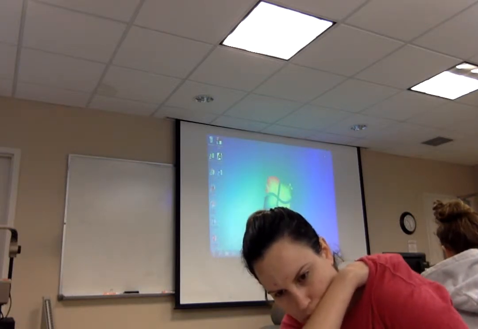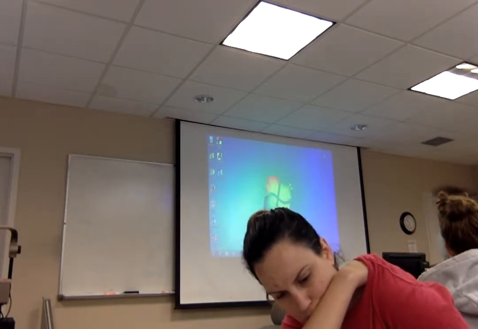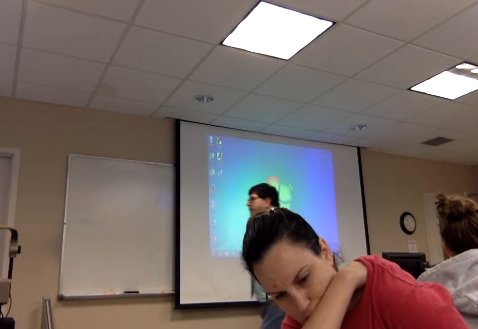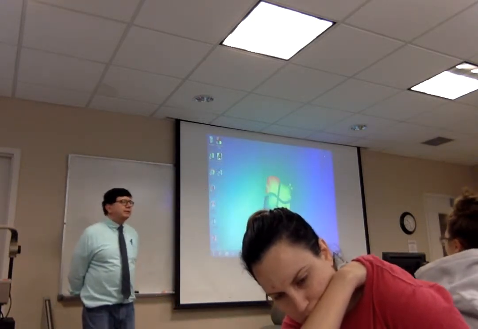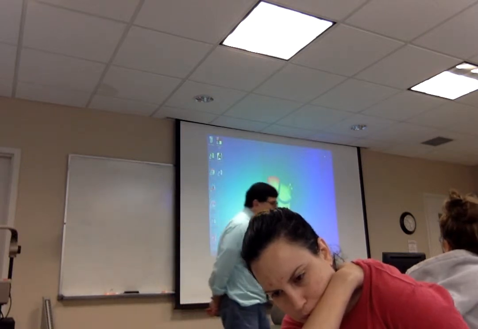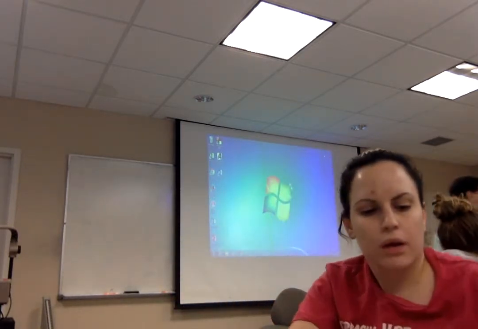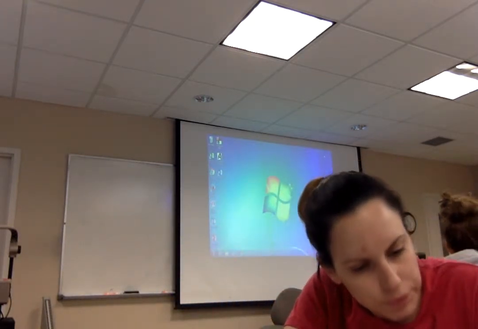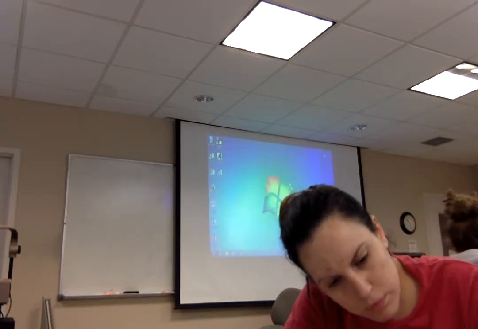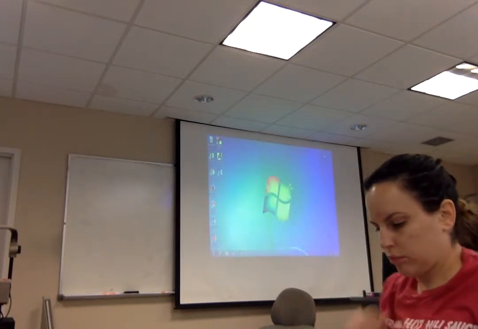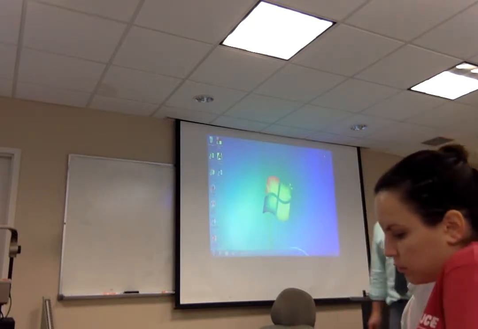The white ramus carries which of the following fibers? A, somatic motor. B, parasympathetic motor. C, sympathetic motor. Or D, B and C? It's only sympathetic motor. That's right.